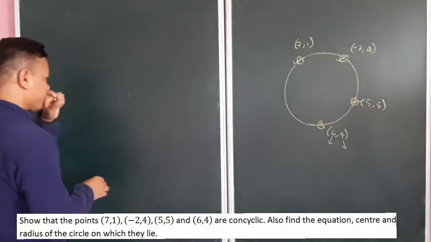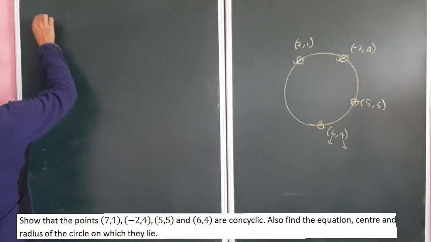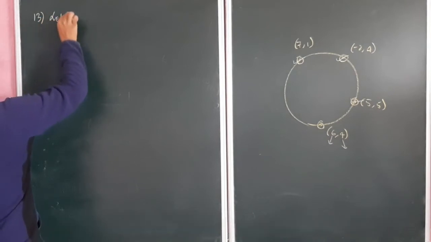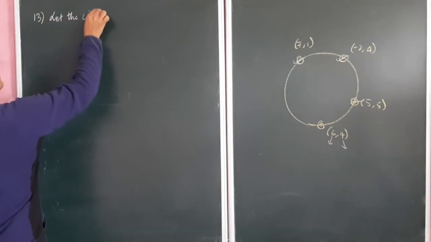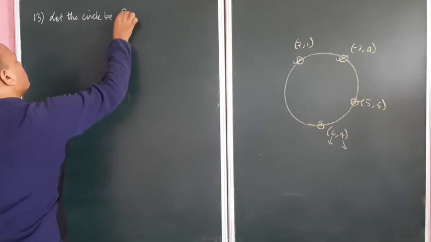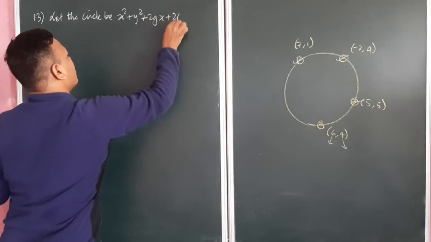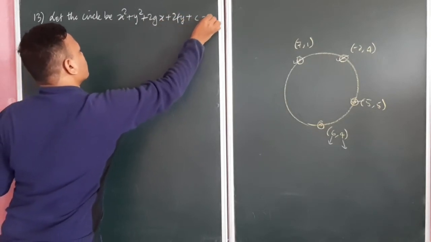Okay, so this is question number 13. So let the circle be x square plus y square plus 2gx plus 2fy plus c equals to 0.